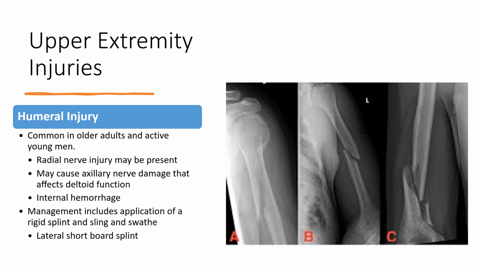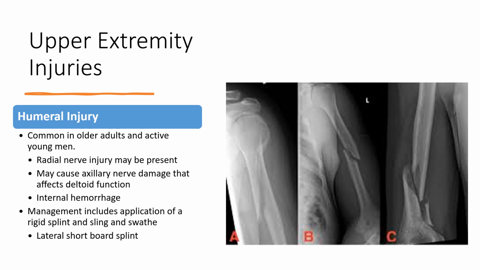One of the harder long bones to break. Big solid bone. However, if you fall and put your arm out, it can fracture easily, or decently easily, but many times you see either joint injuries and/or ulna and radius injuries as well. It's common in older adults and active young men. Radial nerve injury may be present and may cause axillary nerve damage that affects deltoid function.